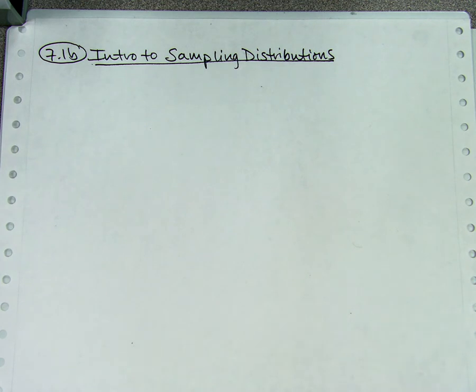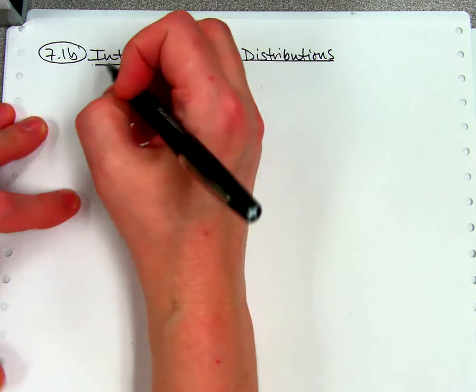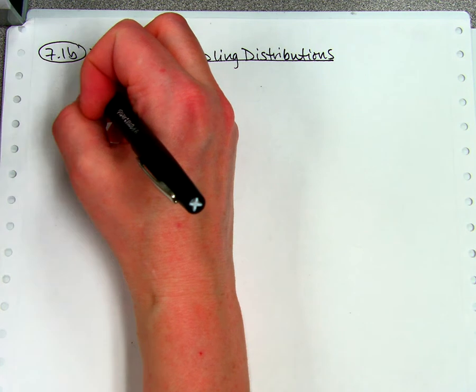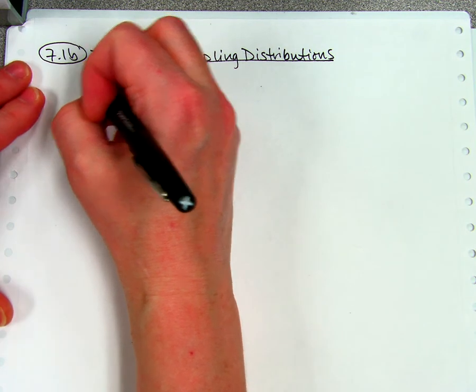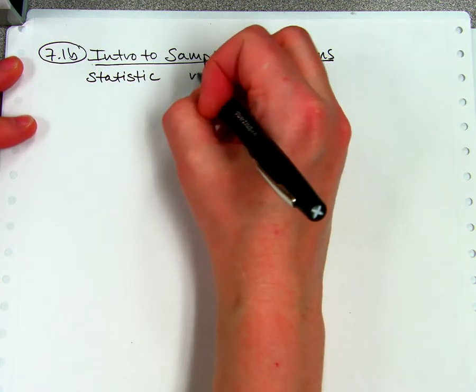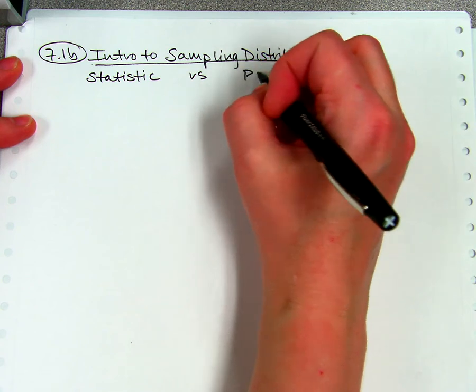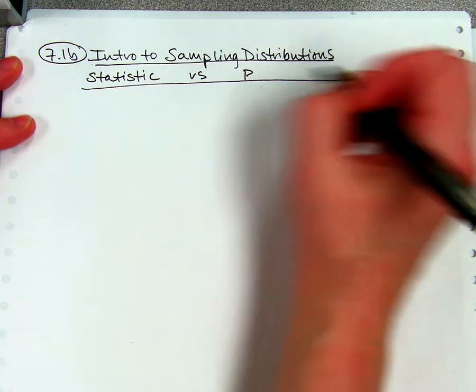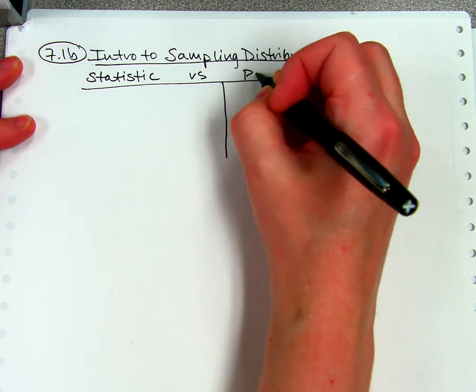And 7.1a was weird. It was all Desmos. And in 7.1b we'll get back to a little bit more of the normal procedure with video notes. And we're going to start with something that was in that German tanks example, statistic versus a parameter. Leave yourself a little room because we're going to make two columns here.